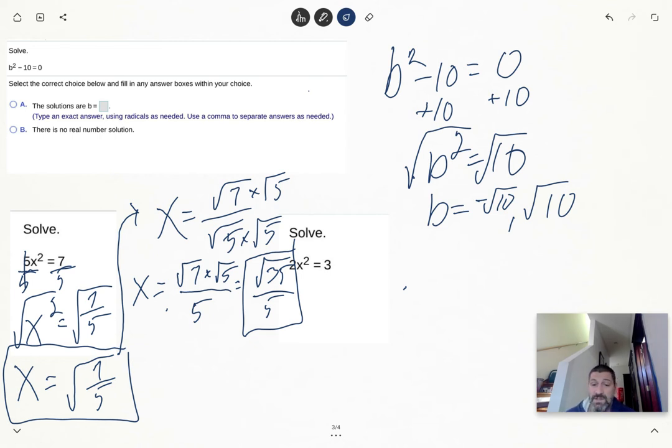We've rationalized the denominator, so there's no more radical on the bottom. So we're done. So x is equal to the square root of 35 over 5. And what did I forget? I forgot that there's a negative square root of 35 over 5 as well.